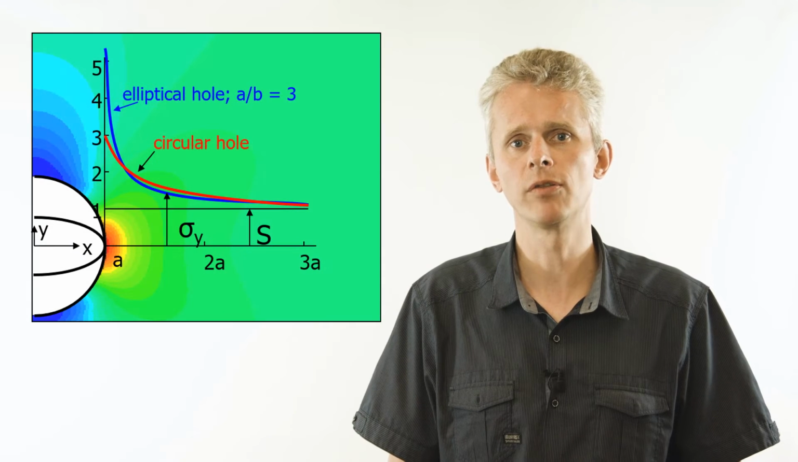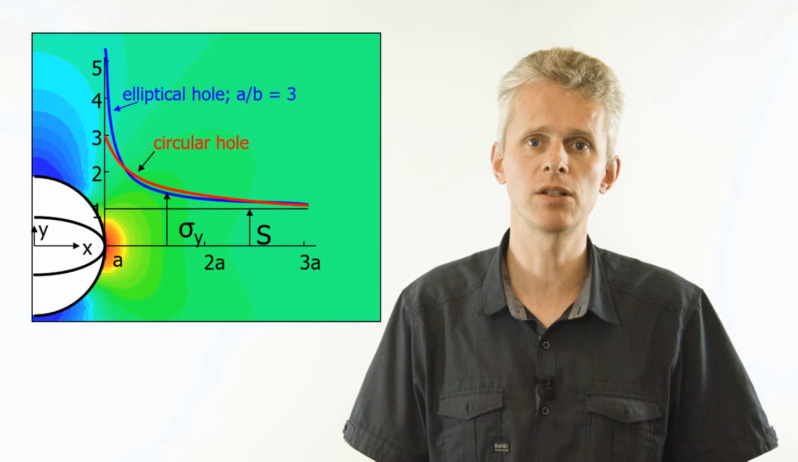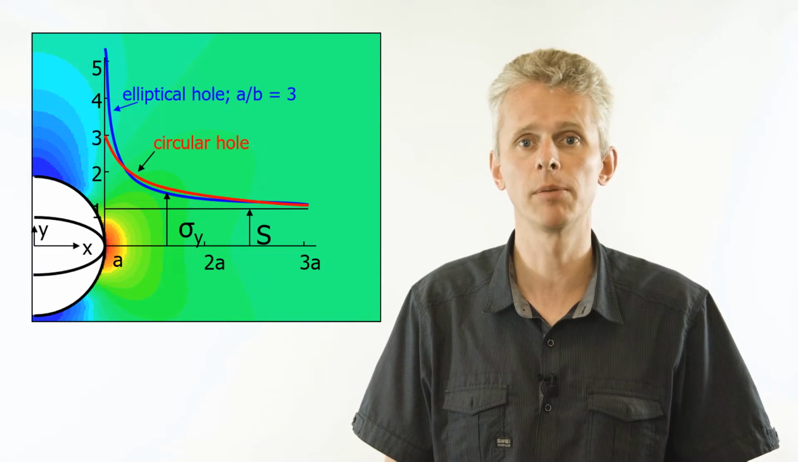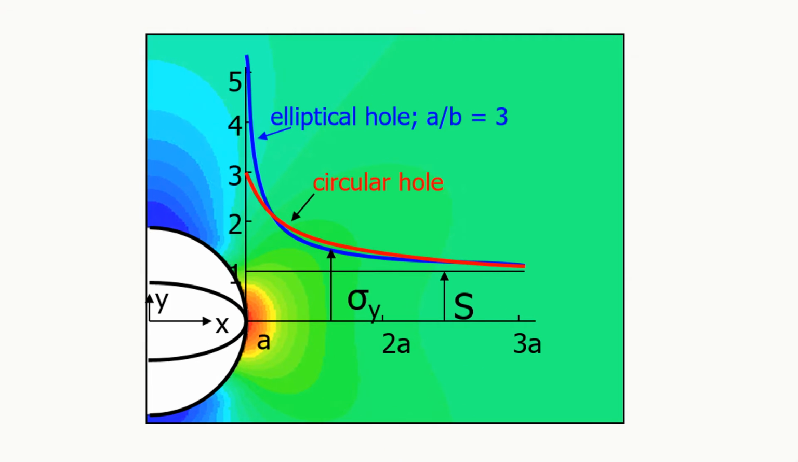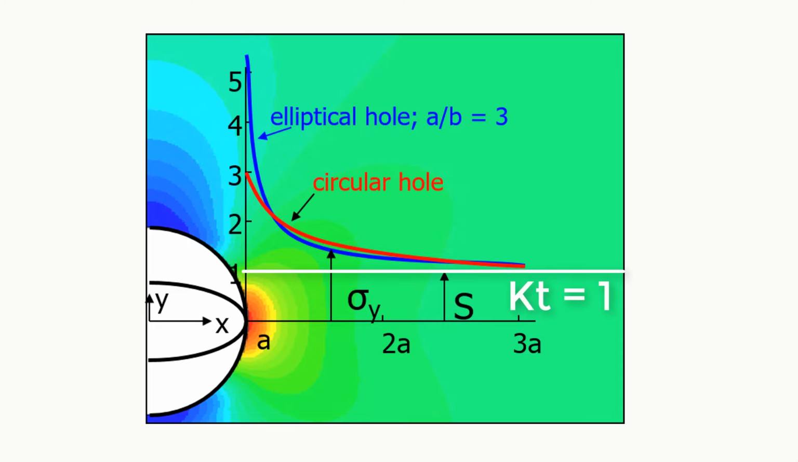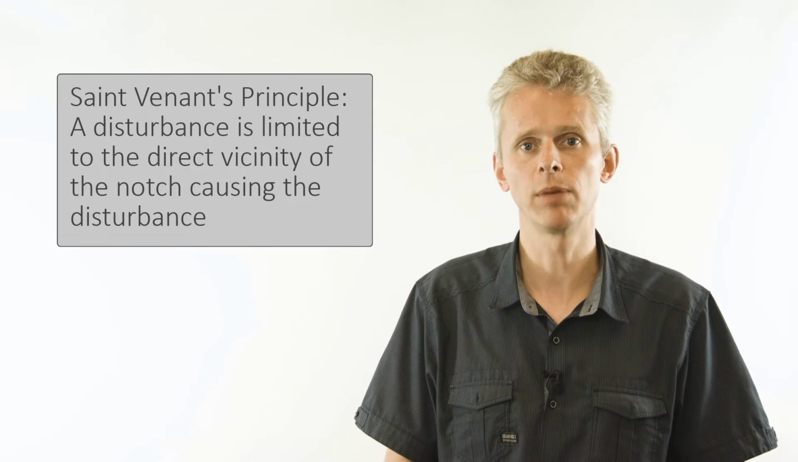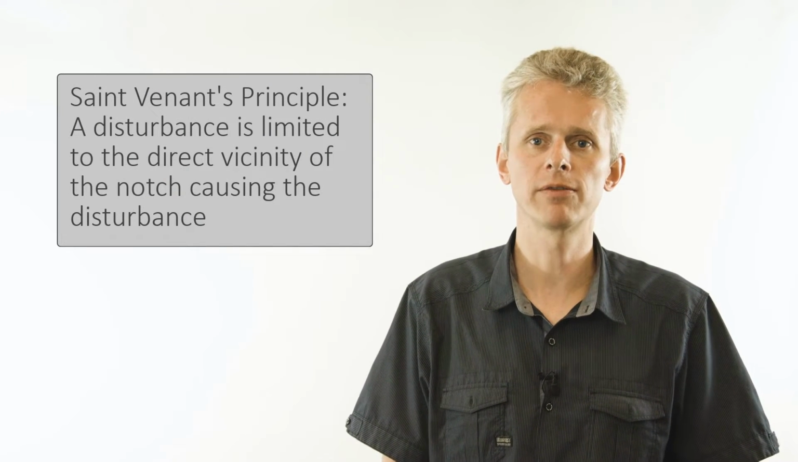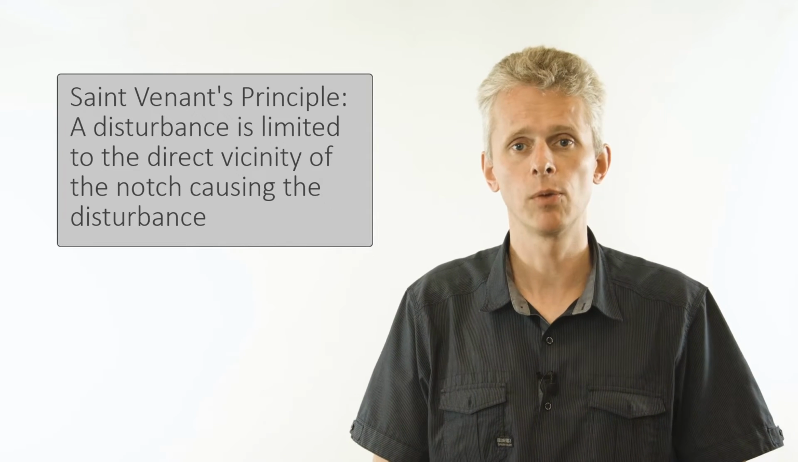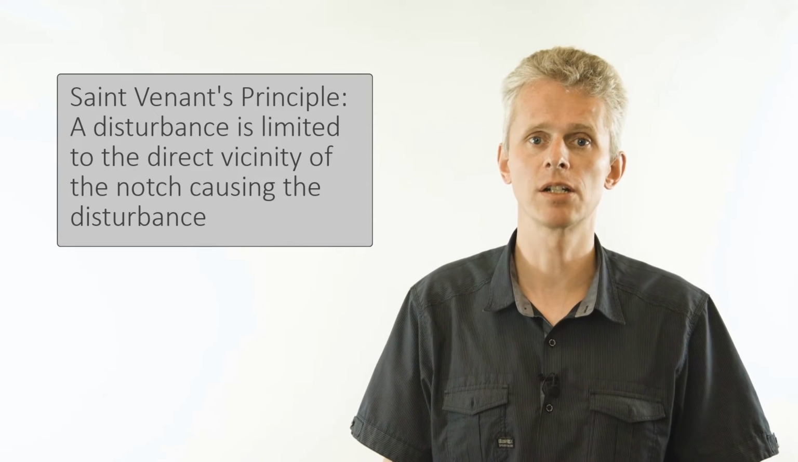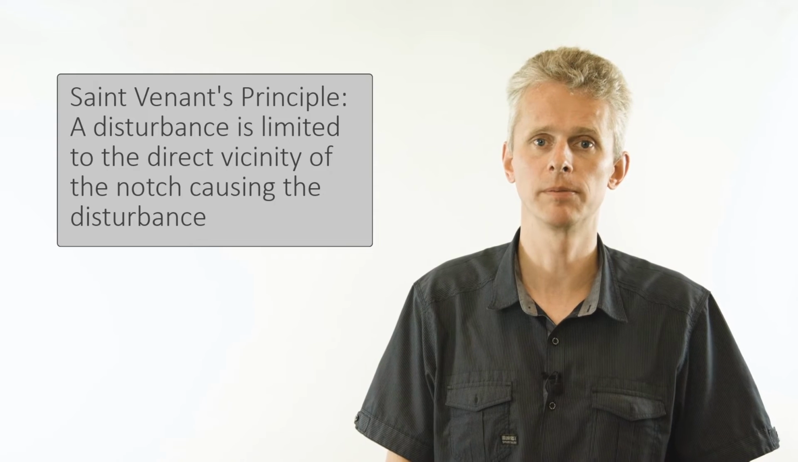If we now zoom into the region of the notch root, we can see how the peak stress depends on the dimensions of the major and minor axis of the ellipse. What is also clearly visible is that the gradients away from the notch root are approximately the same, and that they rapidly reduce to the applied stress S. And this illustrates what is called the Saint-Venant principle. Any disturbance of the stress field by a notch is limited to the direct vicinity of that notch. Further away from the notch, the presence of that notch is hardly observed in the stress field.